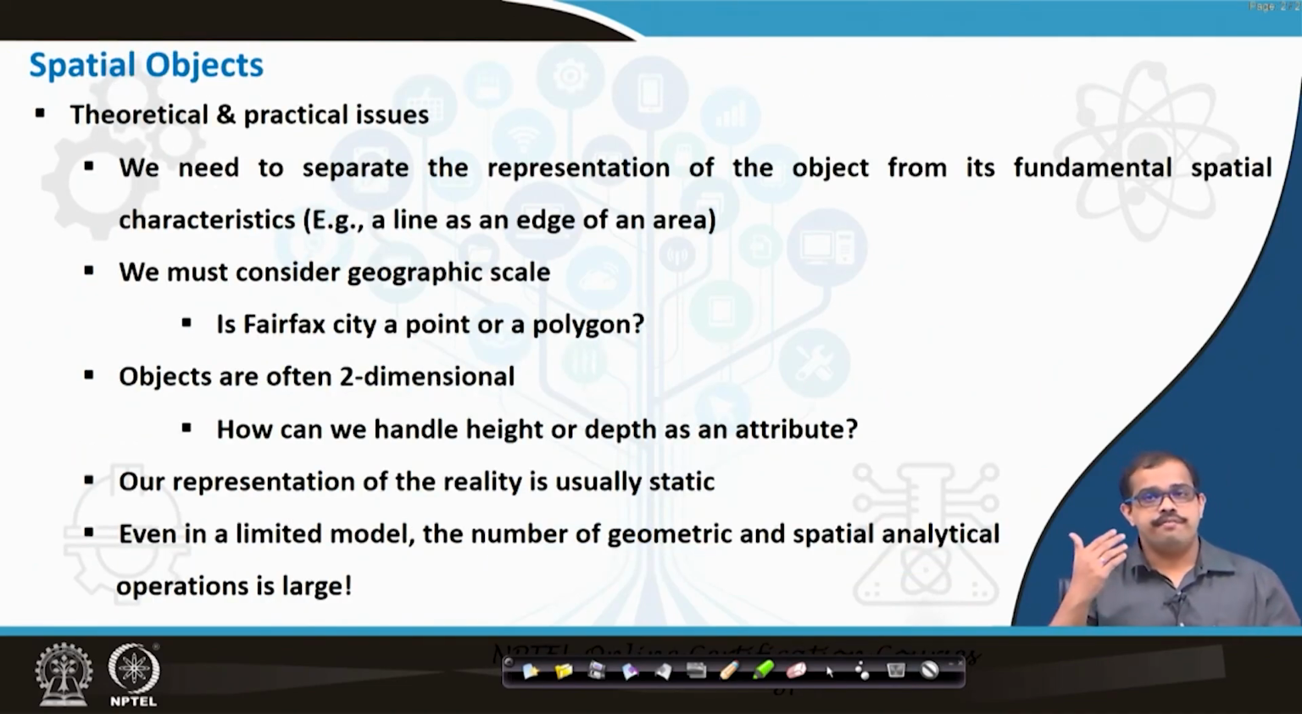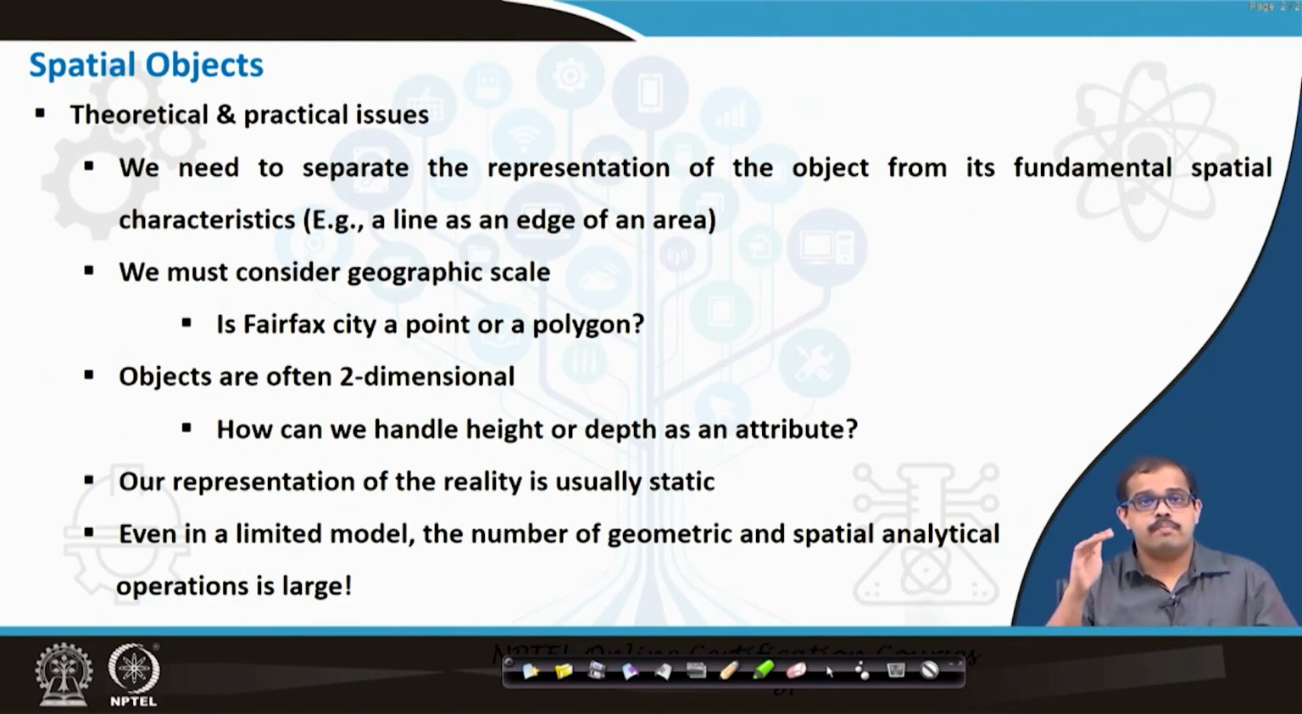Now, if it is a spatial object, when you are looking at both theoretical and practical use, we need to separate the representation of the object from its fundamental spatial characteristics. For example, if there is a line on the edge of an area or polygon, remove it, correct it. We must consider the geographical scale. The scale in two different vector models would be very different, so you have to look at the different geographical scale.